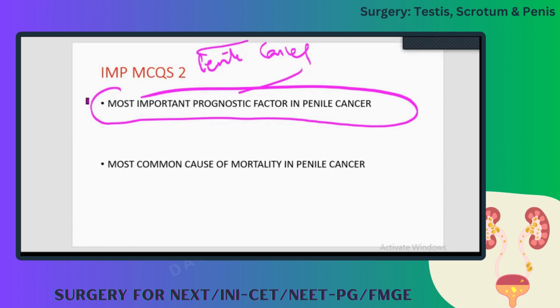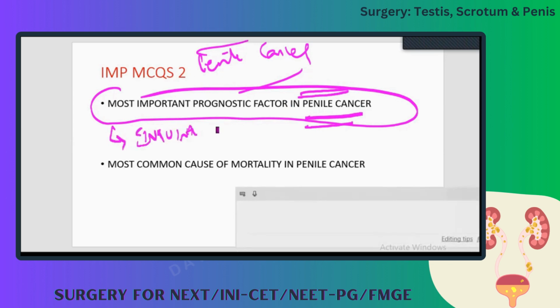Axillary node involvement is the most important prognostic factor in Wilms tumor. Histology is the most important factor in Wilms tumor if histology is not given. Stage is the most important prognostic factor of sarcoma. Grade. The most important prognostic factor in penile cancer is the inguinal lymph node status.